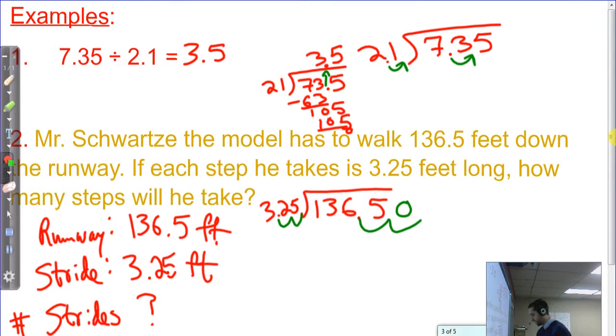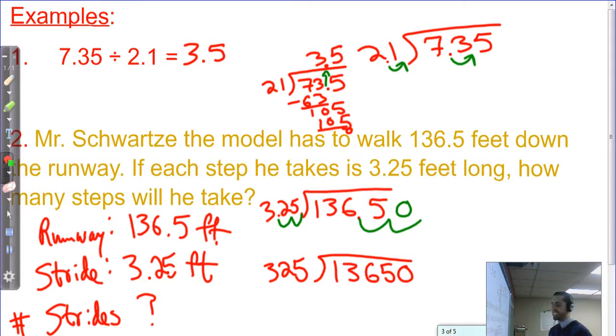All right, let's rewrite this question and make it look a little nicer. 325. How many times does that go into? This is 13,650. Oh, baby, this is going to be a big one. 325 doesn't go into 136, but it does go into 1,365. 300 fits 3 times completely into 1,000. We're talking about more than 1,000 though.